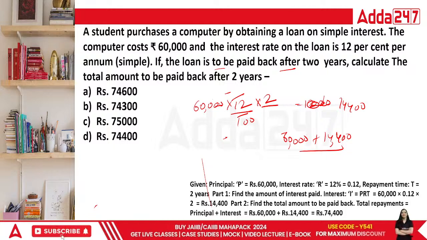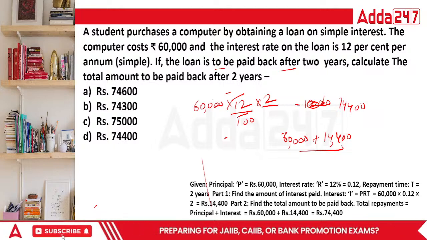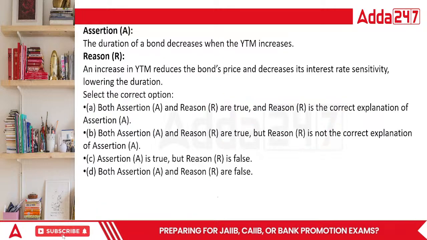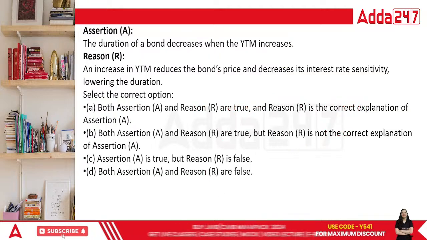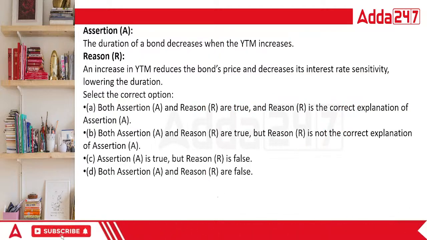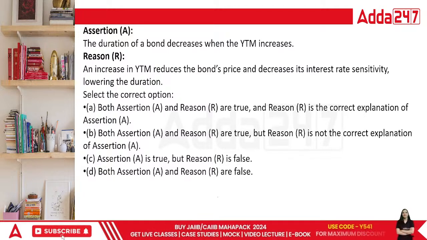This was a question on PGBP. This was a question related to the specific area of simple interest and compound interest. Sorry. Everyone, the duration of the bond decreases when the YTM increases.